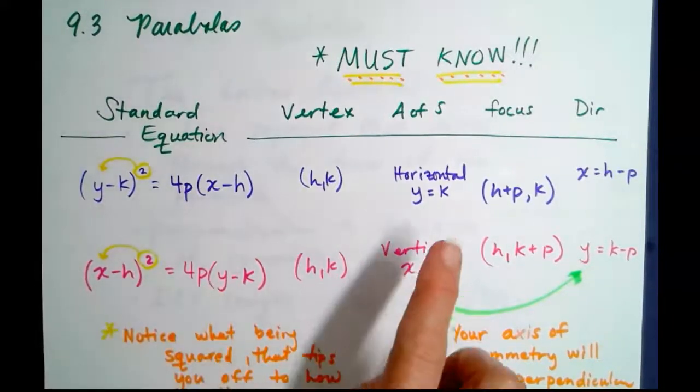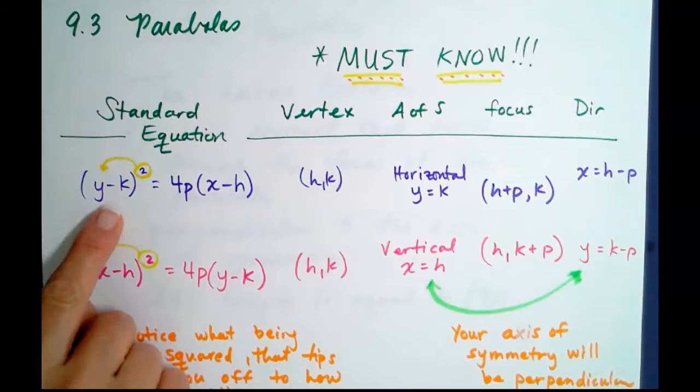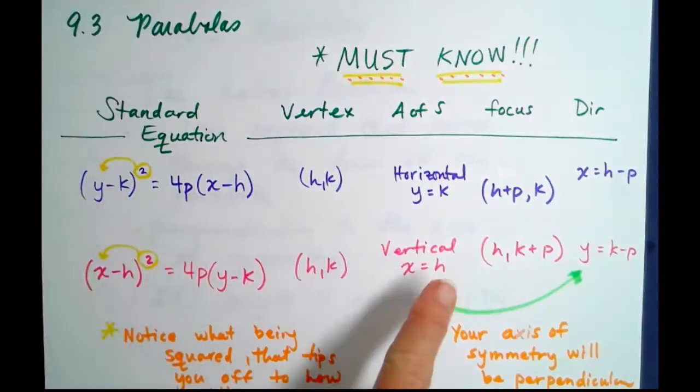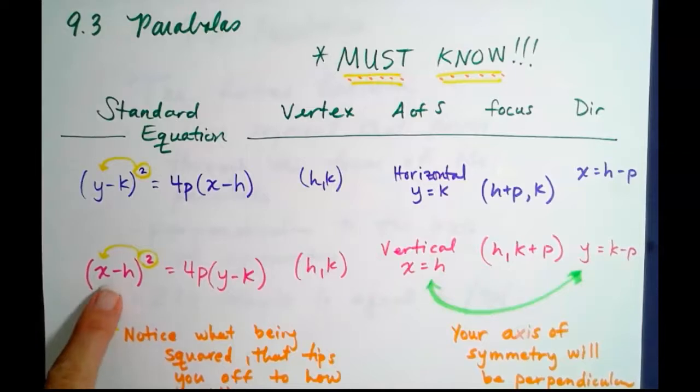This is when you have a horizontal axis of symmetry. Notice that the y is squared. And when you have a vertical axis of symmetry, you have the x squared. This, of course, is the one that you guys are most familiar with.